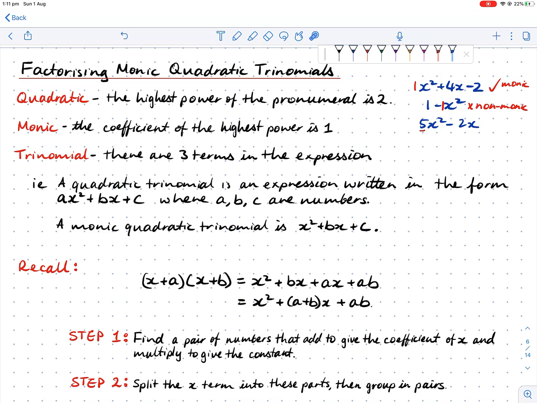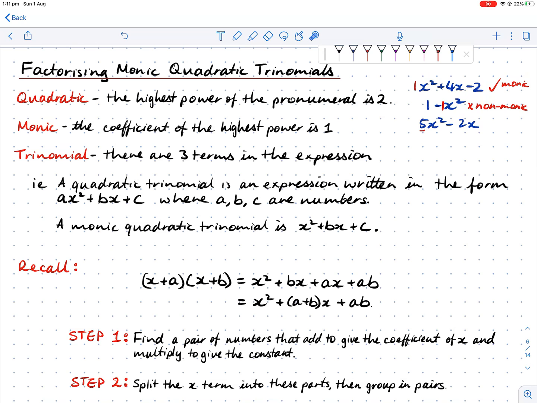So when we look at these 3 that we've just written out, that first one is a trinomial. The second one only has 2 terms, so we could call it a binomial, same as the last one. The bottom 2 are binomials, this one's a trinomial. What we're aiming to do today is factorize these sorts of things. So this expression right here is a monic quadratic trinomial. And what we want to do is factorize it, which means we want to create double brackets back out of it.